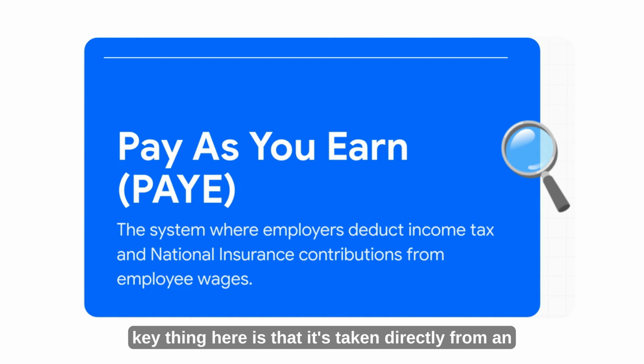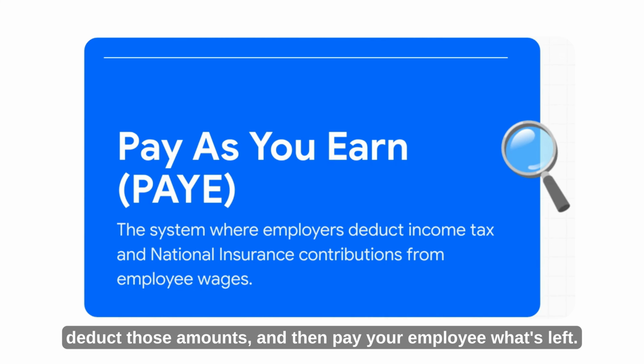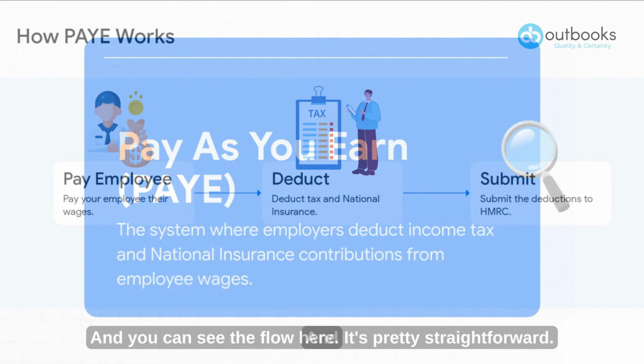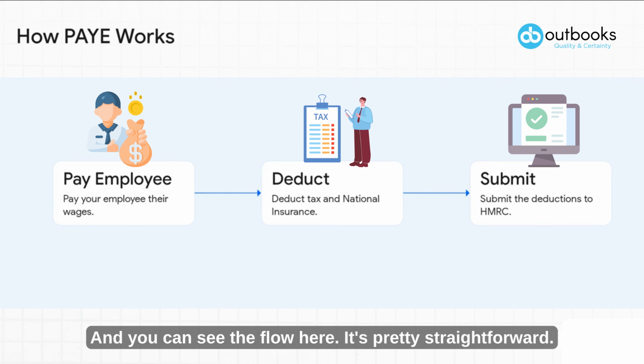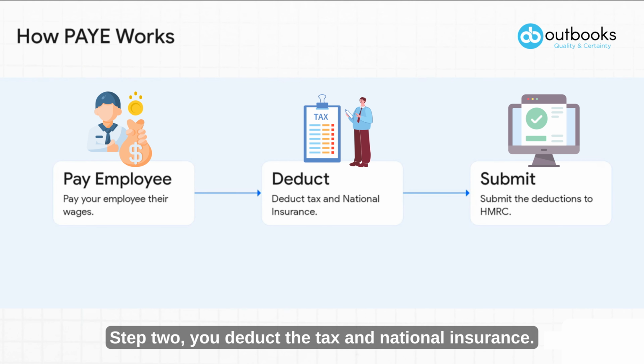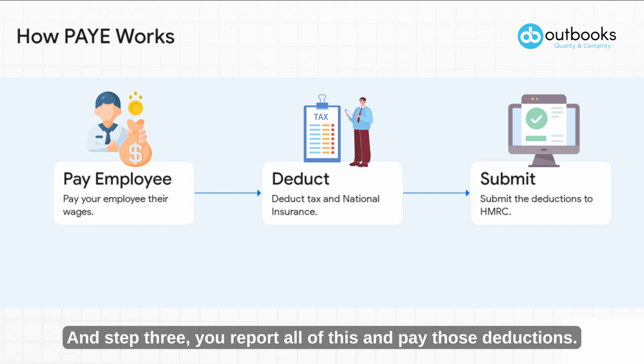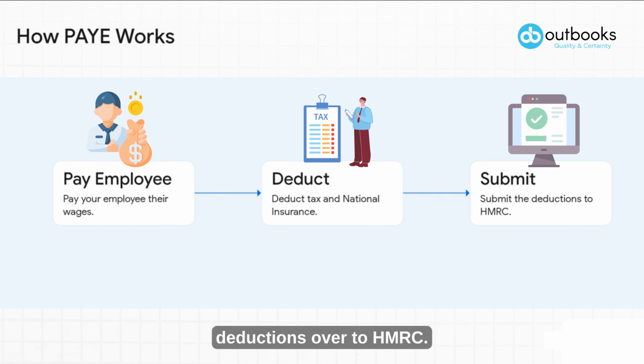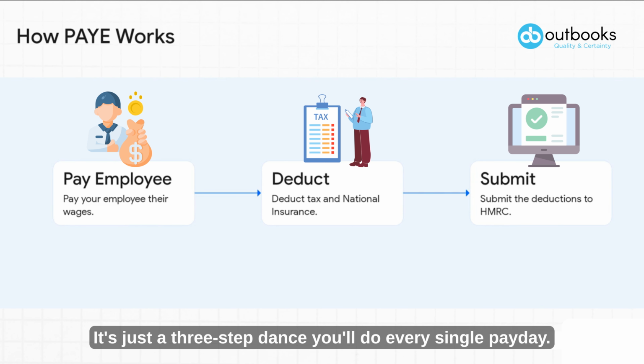The key thing here is that it's taken directly from an employee's salary. So as the employer, it's your job to do the math, deduct those amounts, and then pay your employee what's left. And you can see the flow here, it's pretty straightforward. Step 1, you figure out your employee's pay. Step 2, you deduct the tax and national insurance. And Step 3, you report all of this and pay those deductions over to HMRC. It sounds simple, right? And it is. It's just a 3-step dance you'll do every single payday.